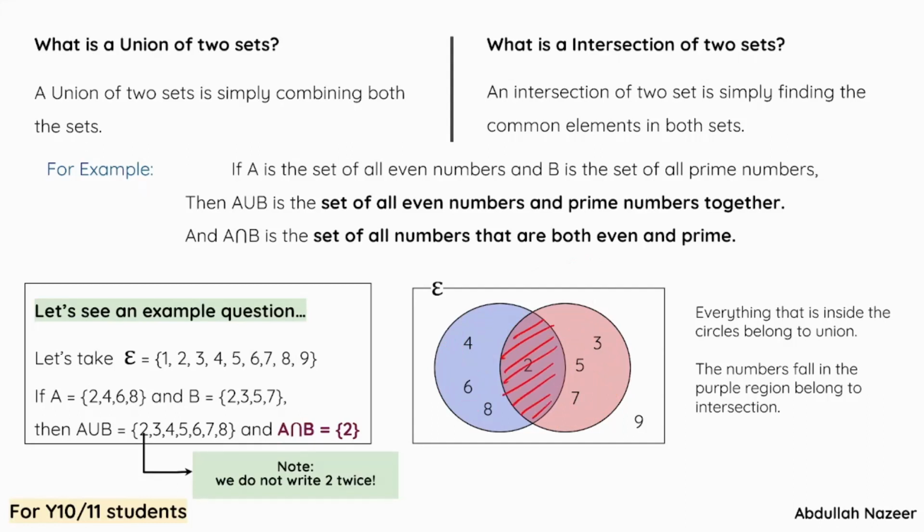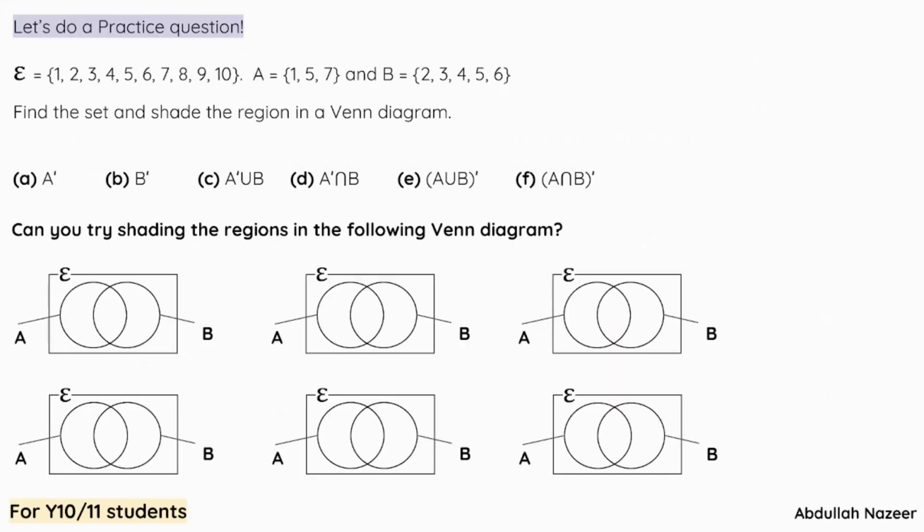So now that we know how to identify the regions of A union B and A intersection B, let's go ahead and identify more regions of different sets. Let's have a look at this question. The universal set is 1, 2, 3 all the way up to 10. A is 1, 5, 7, B is 2, 3, 4, 5, 6. Find the set and shade the region in a Venn diagram.